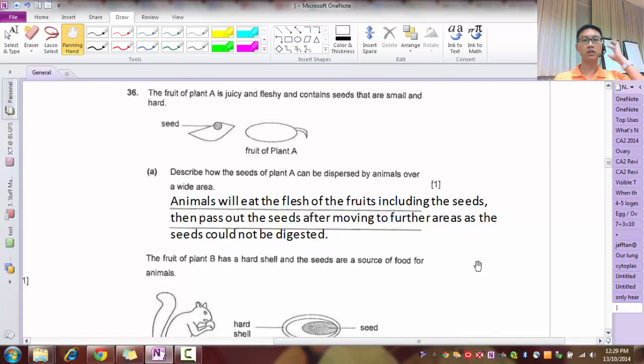36. Describe how seeds of plant A can be dispersed by animals over a wide area. So basically, because it's fleshy, it contains seeds that are small and hard. When the animal eats the fruit, the seed will go into the tummy. And because it's hard, it cannot be digested. After the animal moves to another place, it will pass the seed out, and that's how it is dispersed.